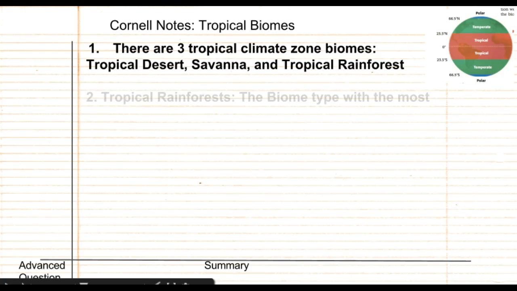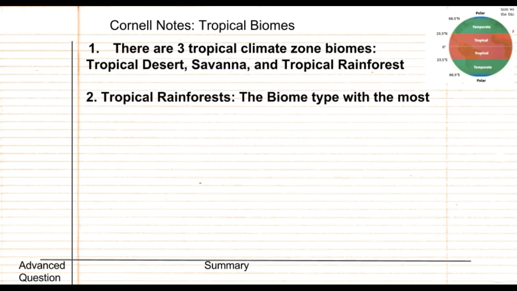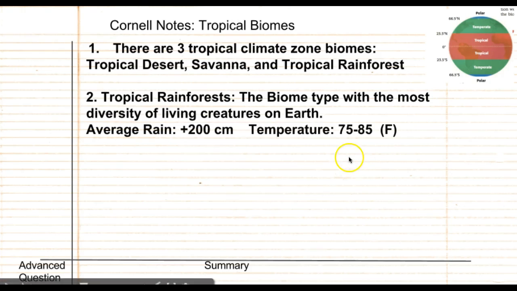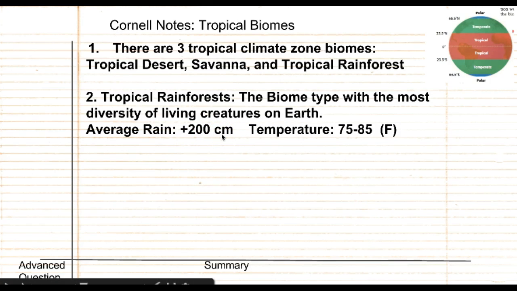Number 2, go ahead and write tropical rainforests. Tropical rainforests are a biome type that have the most type of creatures, the most diversity of all living creatures on Earth. Usually, it rains over 200 centimeters, making it the rainiest biome of all, and temperatures are usually very warm or mild, from 70 to 85 degrees, which would be pretty warm.